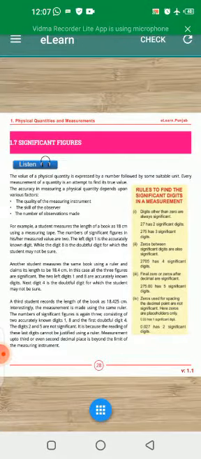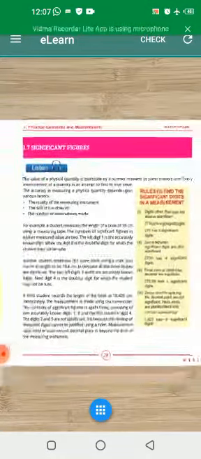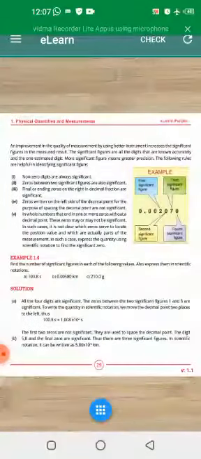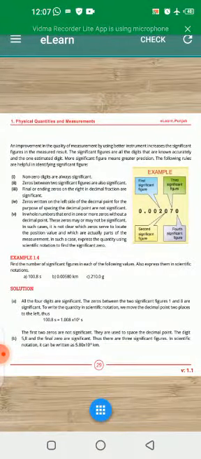So you have to learn all these factors. Next, you have to learn the definition of significant figures. The definition is: the significant figures are all the digits that are known accurately and the one estimated digit.